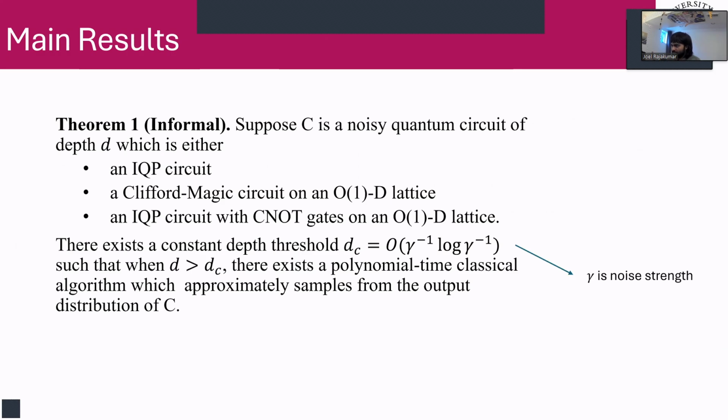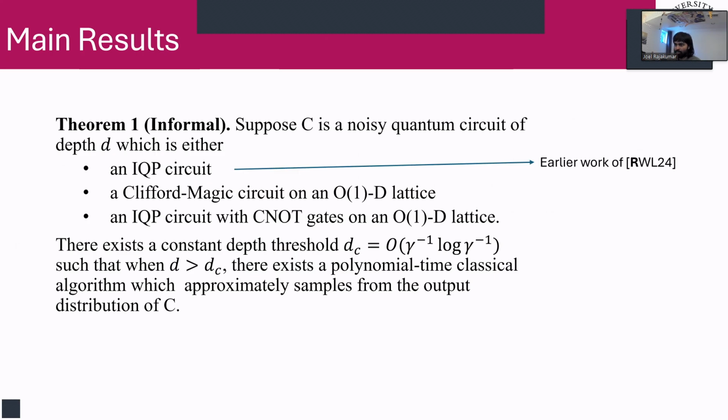Here, if you remember, gamma is the noise strength. We're fixing the noise strength to be a constant. And this is saying regardless of whatever that constant is, once you choose it, it sets a depth threshold. The case for an IQP circuit is actually an earlier work out of Maryland, by me, James Watson, and Yikai Liu. And this is basically improving upon that with new techniques that let you think about Clifford circuits and IQP circuits with Clifford gates.